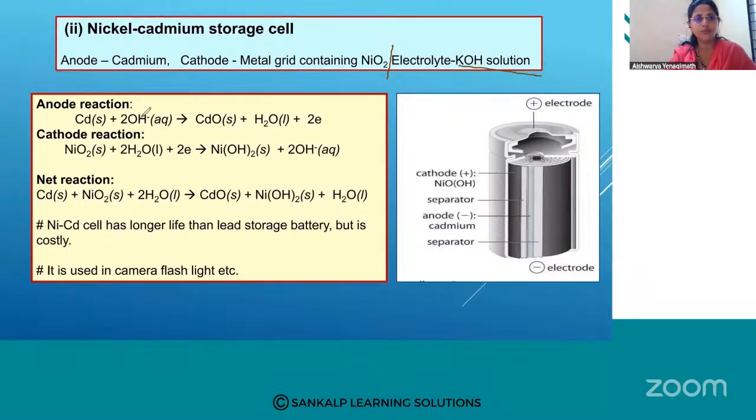And what is the electrolyte being taken? It is KOH solution. So what is the anodic reaction? Cadmium will lose 2 electrons, Cd +2 forms. Cd +2 combines with oxide ion, O -2, and forms cadmium oxide. Cathodic reaction, NiO2 with water takes those 2 electrons, giving Ni(OH)2 plus 2 OH minus. Net reaction: Cd plus NiO2 plus 2 H2O gives CdO plus Ni(OH)2 plus H2O. Nickel cadmium cell has a longer life compared to the lead storage battery. This is a better one, but it is quite costly. And where is it being used? It is used in camera flashlights.